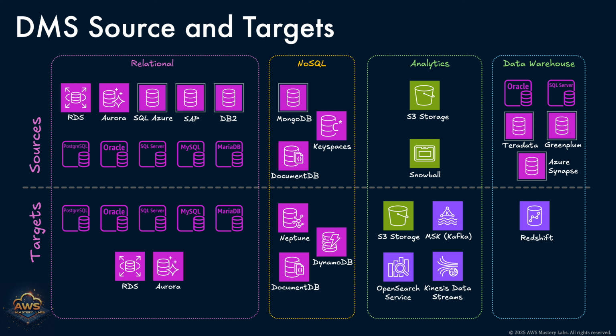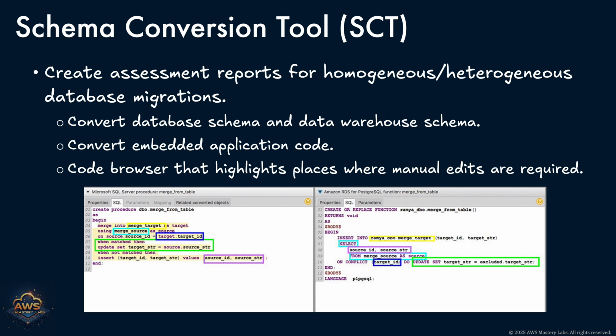With support across these categories, AWS DMS allows you to move, replicate, and modernize your data no matter where it lives, enabling migrations that span OLTP systems, NoSQL stores, and big data architectures alike. When you're migrating databases across platforms, especially from one engine to another, migrating the data is only part of the equation. Just as critical is converting the database schema, the business logic, and the application code that interacts with the database. That's where the AWS Schema Conversion Tool, or SCT, comes into play.